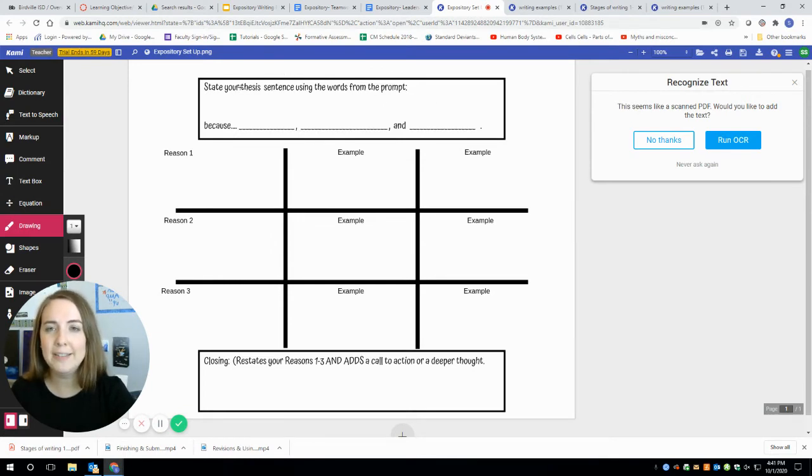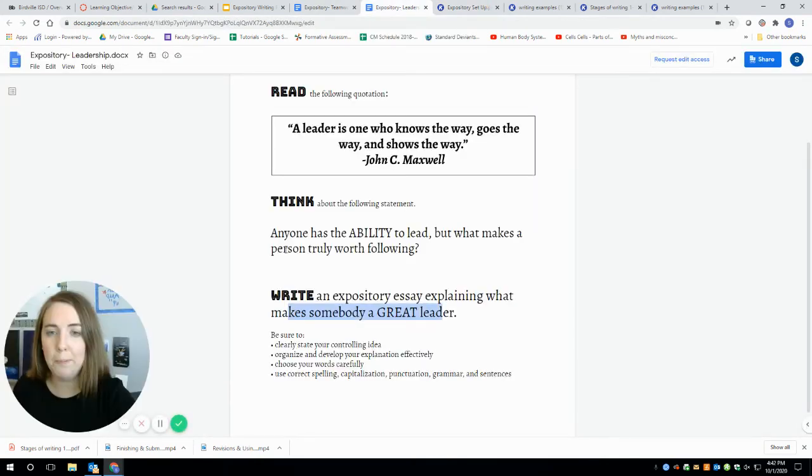So the idea is that you have your introduction, and in your introduction goes a thesis statement. Your thesis statement is crucial. It is critical. It is basically saying what you are going to be explaining and where you stand on the issue. So you're going to state your sentence, your thesis sentence using the words from the prompt. And then you can say like, because blank, blank, and blank. You don't always have to list out a thesis. That's just one of the first ways we learn how to do it. So what would be an example? A good example would be, so it's write an expository essay explaining what makes somebody a great leader.